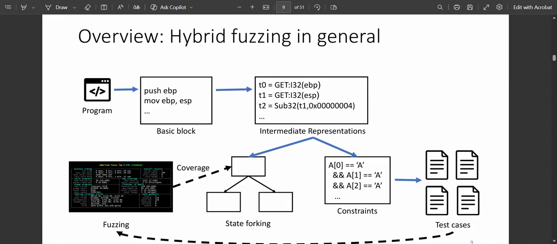So this is how hybrid fuzzing works. In general, as you can see on the screen, the program goes to the basic block and gets converted to the intermediate representation. The intermediate representation then generates the state, the constraint is generated, and the test cases are created and sent back to the fuzzing.